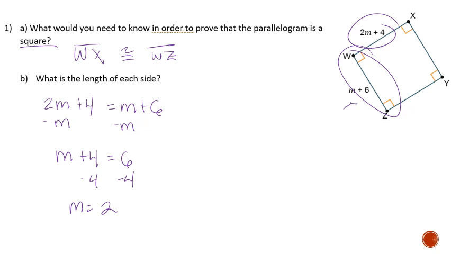So if I were to plug that back in, 2 plus 6, this entire side is 8. That means each side of the figure is 8 because it is a square, meaning that all sides are congruent.